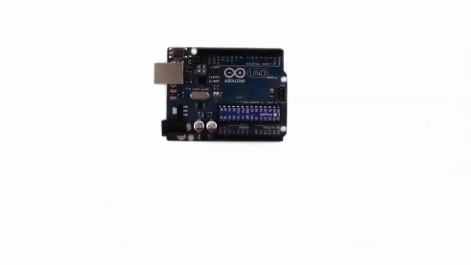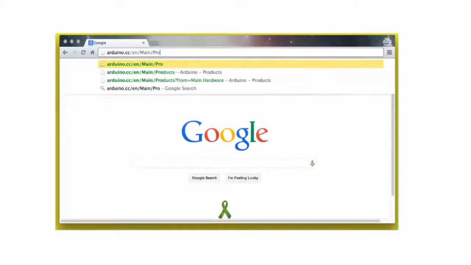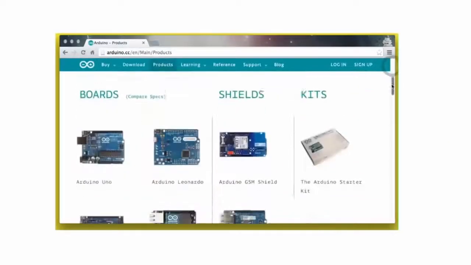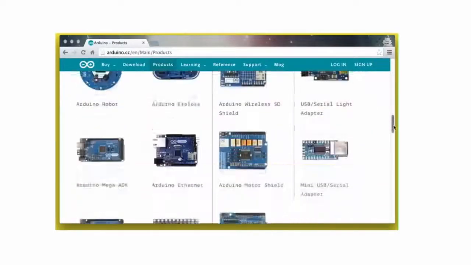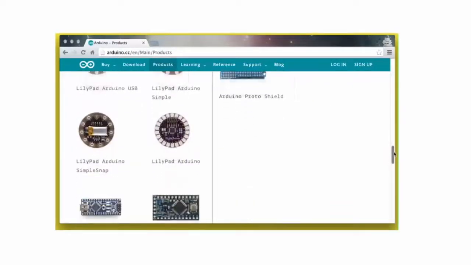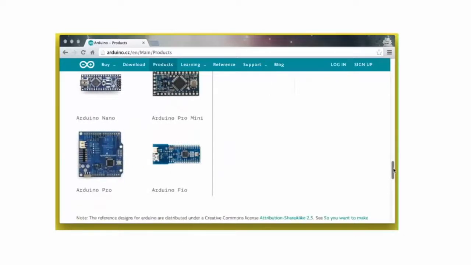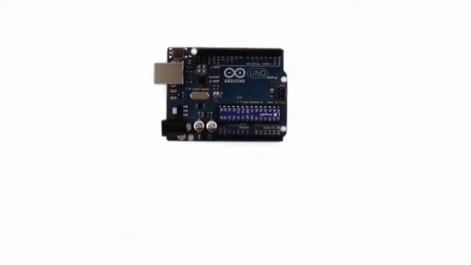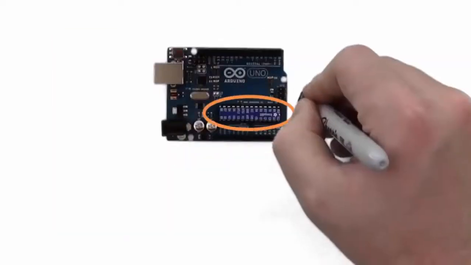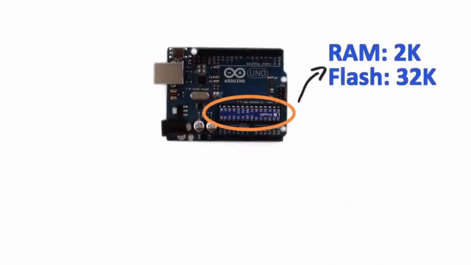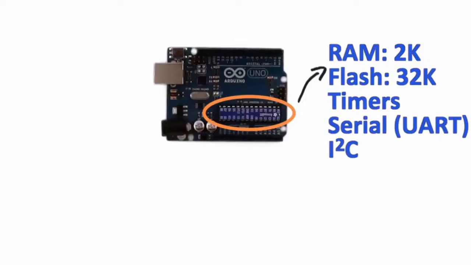Let's start by looking at the Arduino. If we visit the product page on the Arduino website, you're going to see that there's many different boards available. So in this tutorial, we're going to focus on the Arduino Uno, which is based on the ATmega 328. Inside of the 328 is 2K of RAM, 32K of flash memory, some timers, and hardware that talks serial, I2C, and SPI.